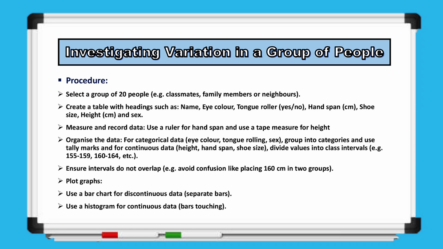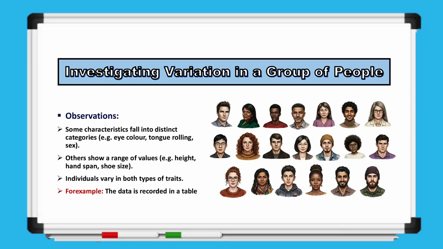Once the data is organized, we plot graphs. Bar charts are used for discontinuous variation because the categories are separate and distinct. Histograms are used for continuous variation because the data forms a continuous range, and the bars touch each other to show this. Now let us look at the observations.